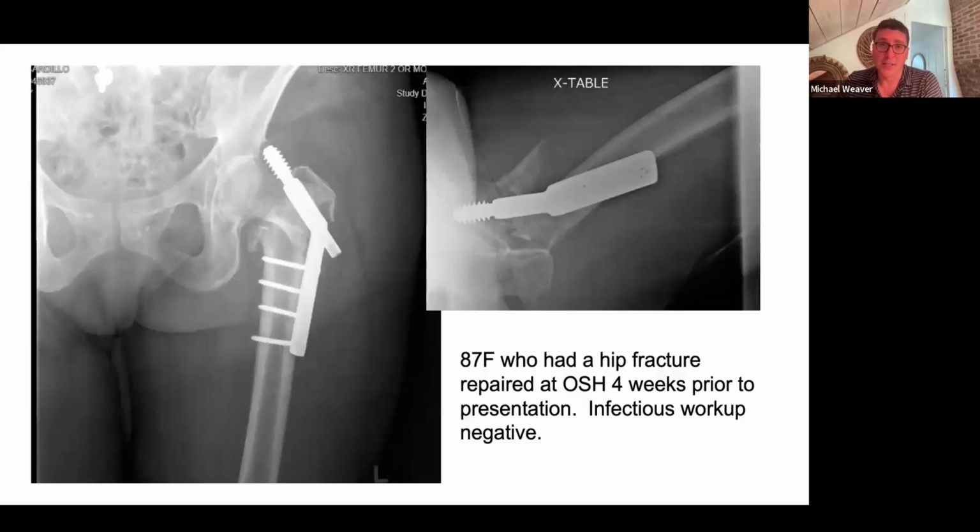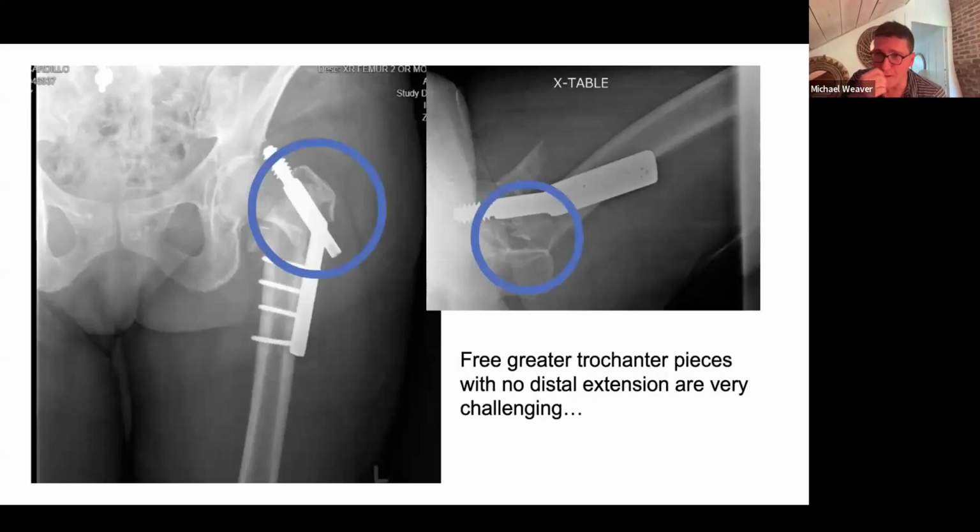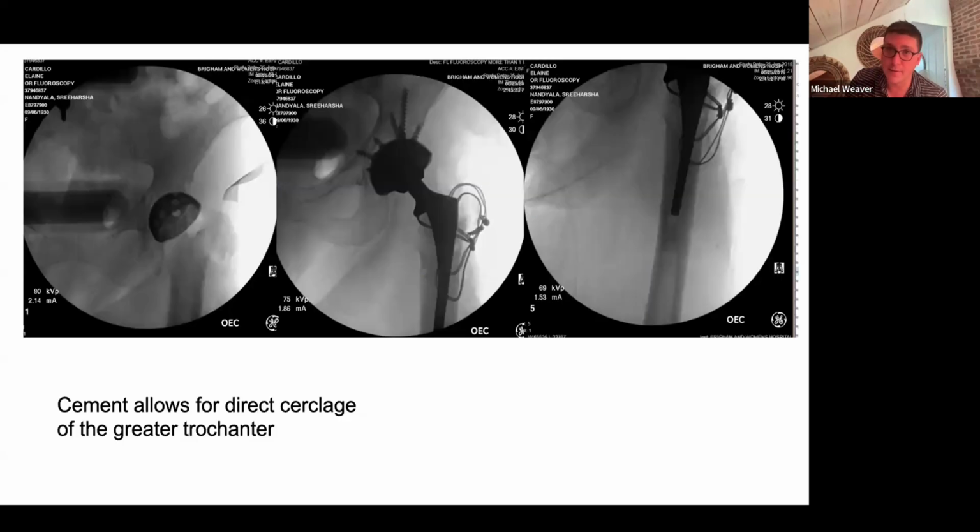This is a more challenging cutout, particularly with the greater trochanter. So this is an 87-year-old woman who had a fracture repair a few weeks ago. I think this just goes to show the best way to do a conversion hip replacement is not do one at all, by doing a good job the first time. So if they had fixed this a little bit better, hopefully we wouldn't have been in this situation. But you can see this is really challenging now because the head is all cut out and the trochanter is really an issue. That's going to be hard to manage with this.